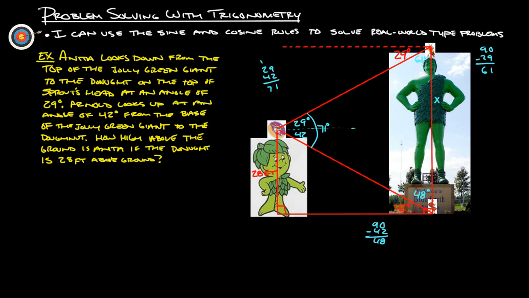Can't really read that. Let's change that to a dark blue. 61 degrees right there. And that's 48. We could have done 180 minus those two would have given us this as well. But that's okay. We've got it figured out.